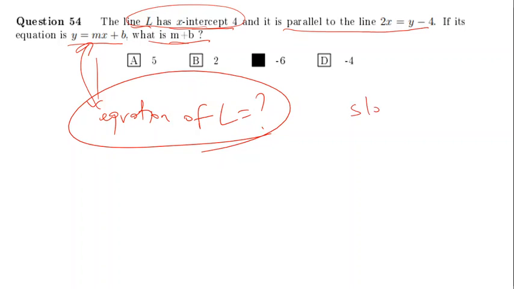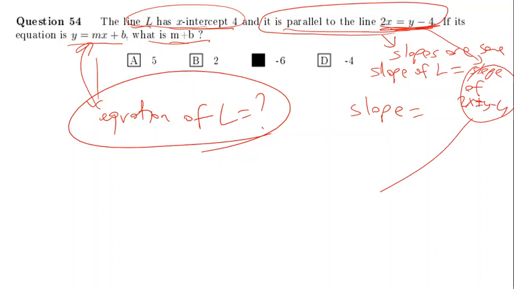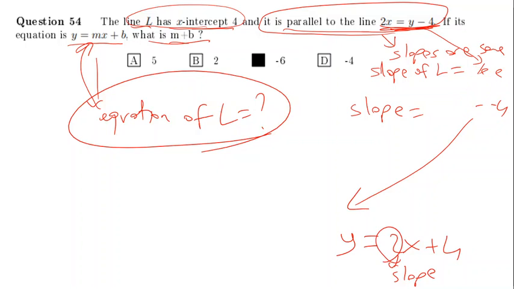And slope is coming from this fact. They are parallel, so the slopes are same. What does this mean? Slope of L is equal to the slope we get here. So how do you get the slope of 2x equal to y minus 4? So you isolate y, and then you will get y equal to 2x plus 4. So the slope here is 2. So then you can say directly slope of L is 2.